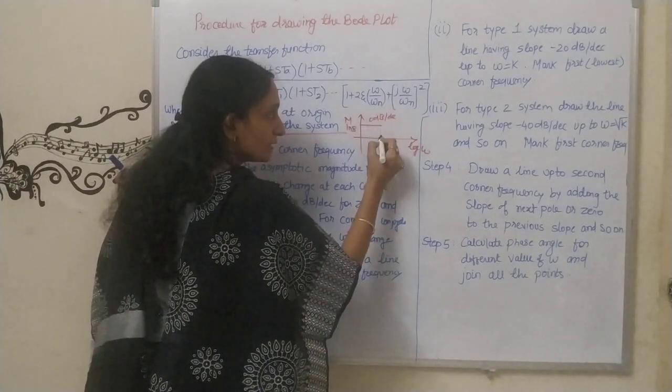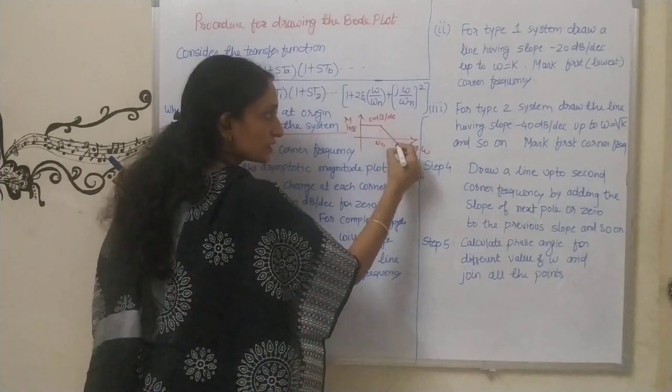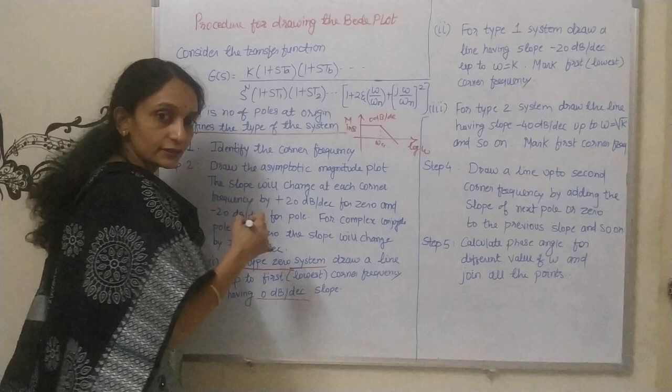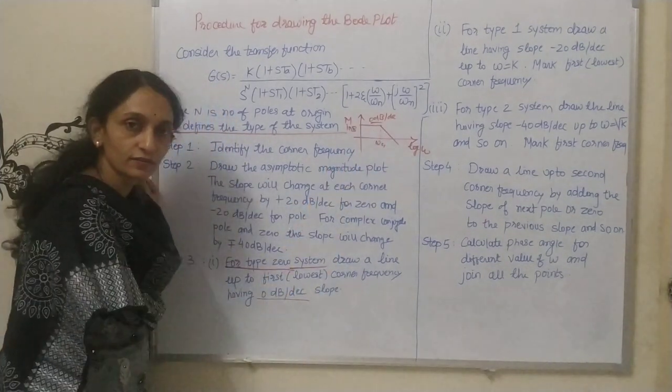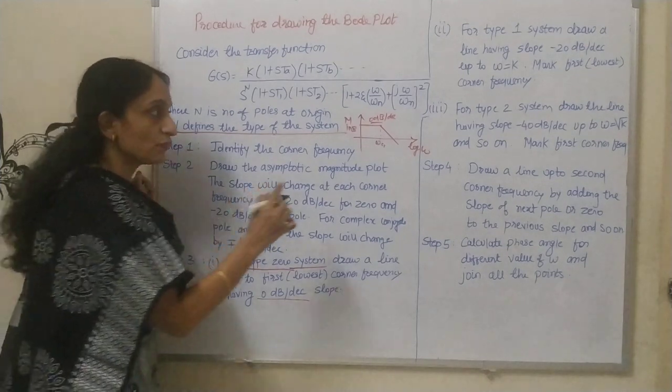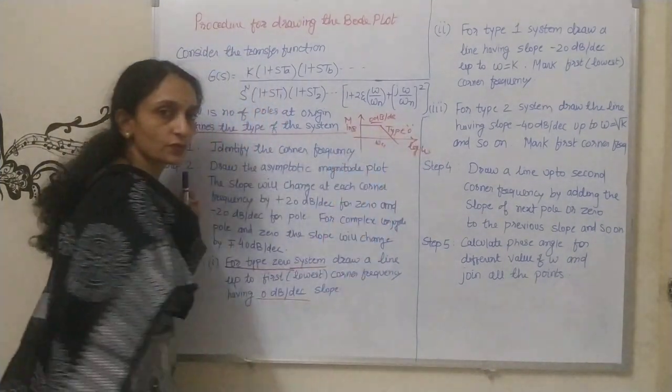So it may be possible that this will be my corner frequency, and at this corner frequency the Bode plot will change, but the initial line slope will always be 0 dB per decade. I hope you are getting this. This is for a type 0 system. So this is a fixed rule.